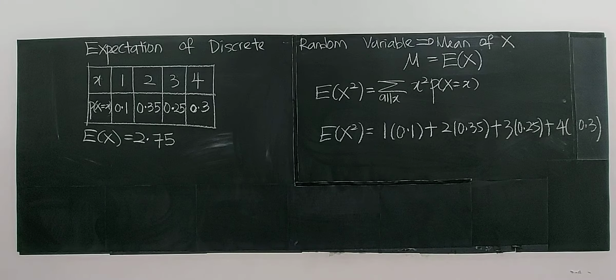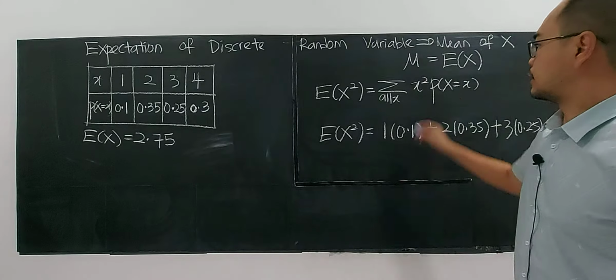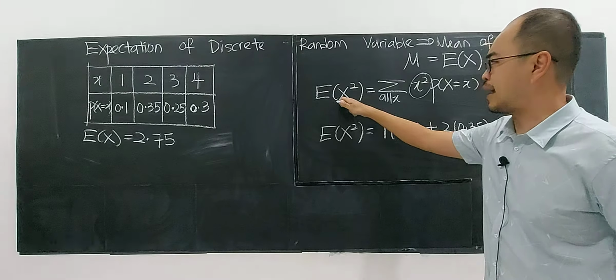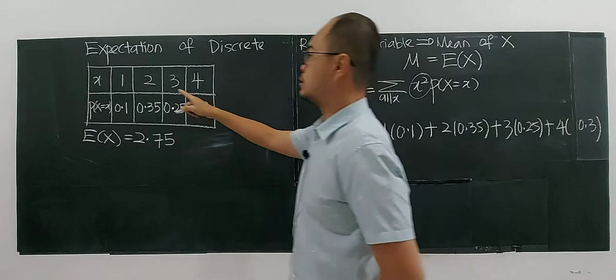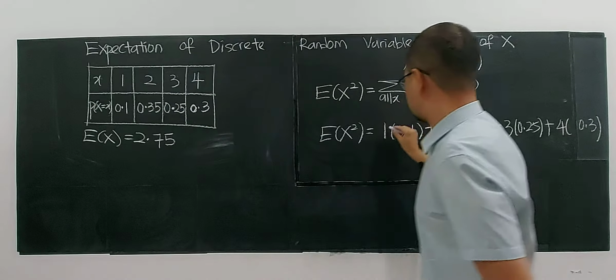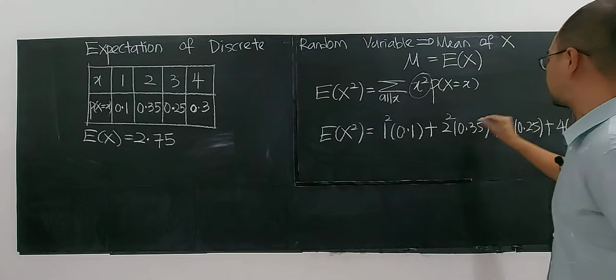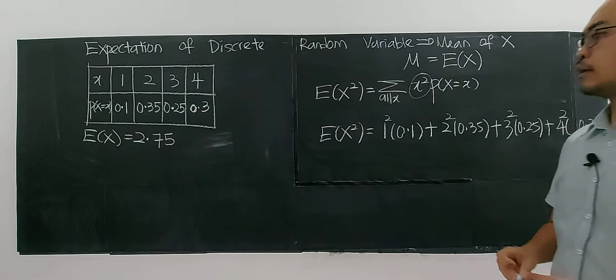Is it still the same? No, it's not the same. You see? Now it's x to the power of 2, right? That's why we have expectation of x to the power of 2. Here will be x to the power of 2 also. Means that this 1, 2, 3, 4, I'm going to square. That's the difference. That's why you see x squared. So you have to square everything here. That's the difference only.